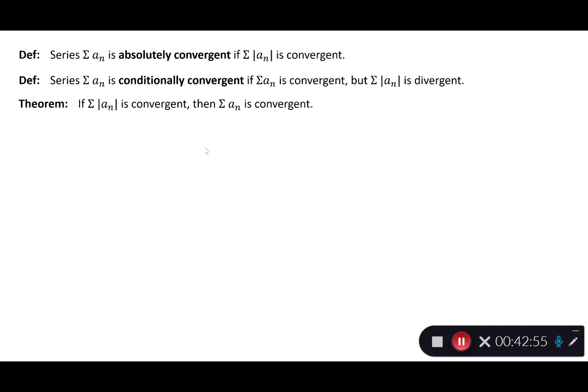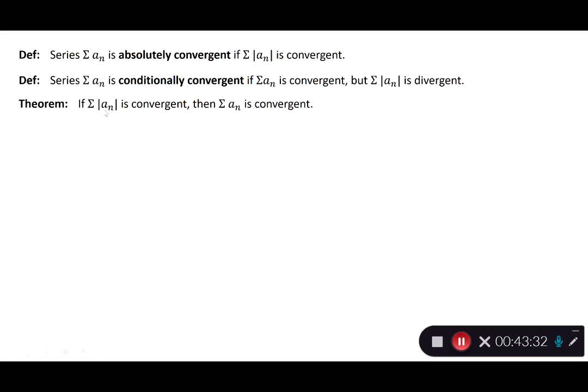Can you think like a teacher and ask yourself a question? This one says if sigma absolute value of a sub n is convergent, then sigma a sub n is convergent. What if I were to change convergent to divergent? Can we say if sigma absolute value of a sub n is divergent, then sigma a sub n is divergent? Can we say that based on this? The answer is a big no. A big no. Because we have a counterexample here.